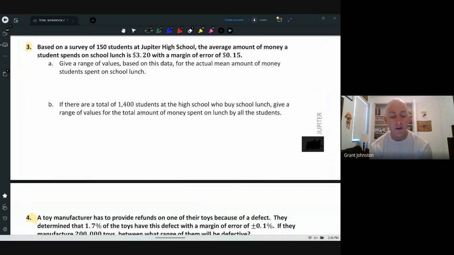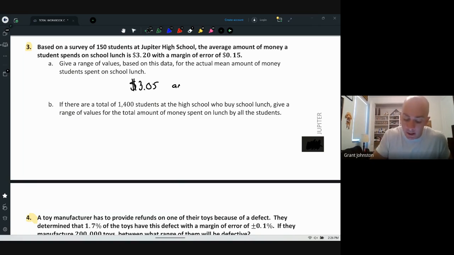It says, based on a survey of 150 students at Jupiter High School, the average amount of money a student spends on school lunch is $3.20, with a margin of error of 15 cents. It says, give a range of values based on data for the actual mean amount of money students spend on school lunch. Okay, so they found the average was $3.20, but they calculated a margin of error of 15 cents. So the mean could be at lowest, if I do $3.20 minus 15 cents, that would be $3.05.